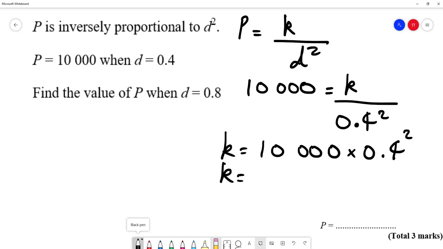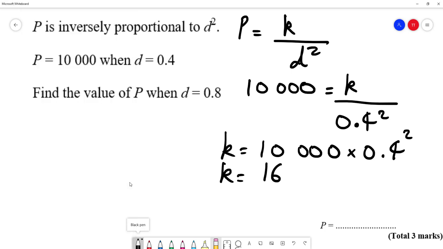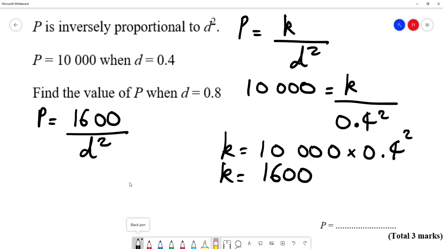So we can do 10,000 times 0.4 squared, which gives me 1600. So now our formula is P equals 1600 divided by D squared. Find the value of P when D is 0.8. So we just do 1600 divided by 0.8 squared.